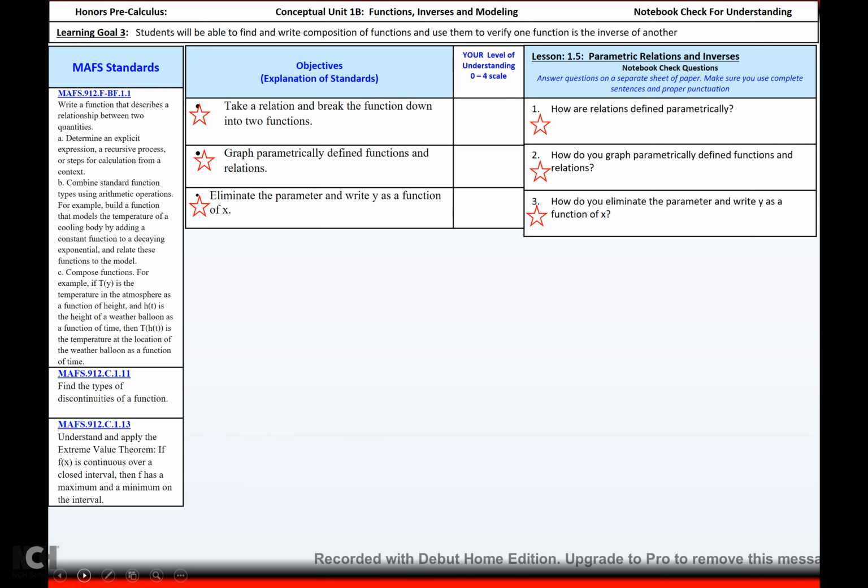Alright, so how are relations defined parametrically? You have an x equation as a function of time, and you have a y equation defined as a function of time. And then you get those x, y ordered pairs. How do you graph parametrically defined functions and relations? You find the x, y pairs and you graph them. How do you eliminate the parameter and write y as a function of x?